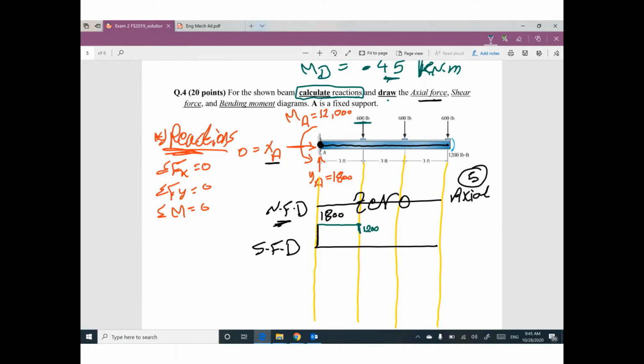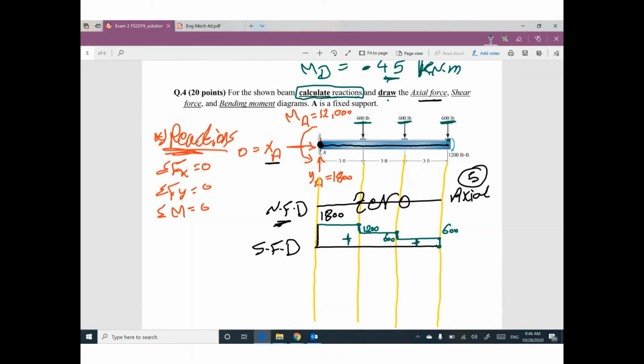Keep walking until this point. We have another force going down, so I will go down by 600 until I reach 600. Keep walking until this point. What do you have? I have another 600 going down, so I will go down by 600 to reach 0. This diagram is positive.